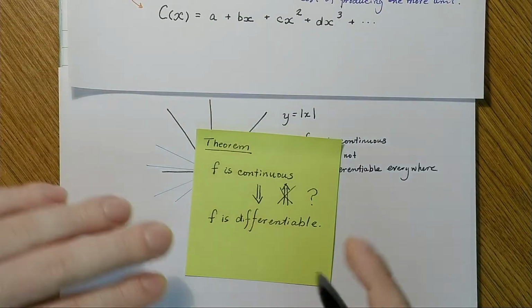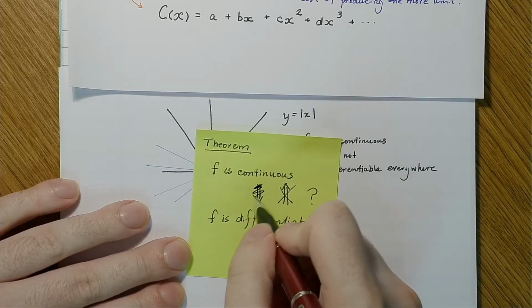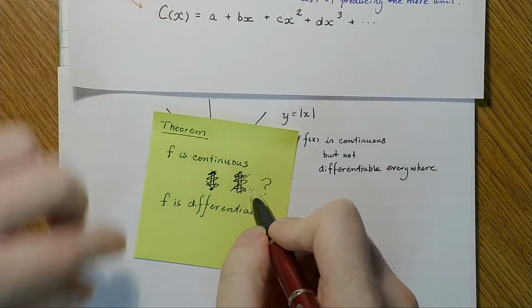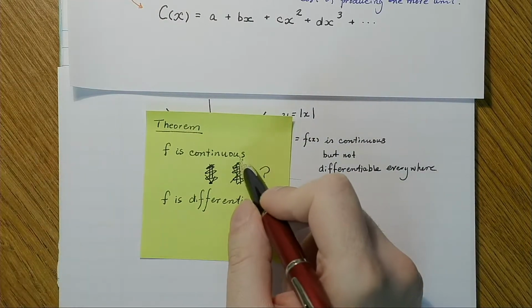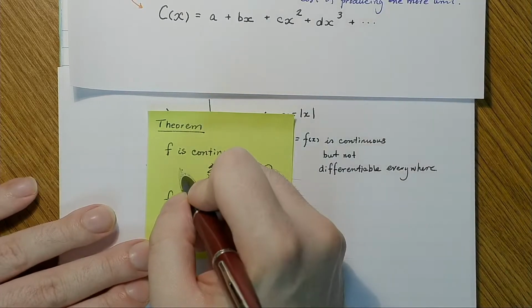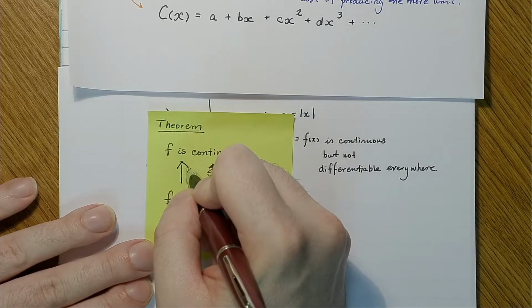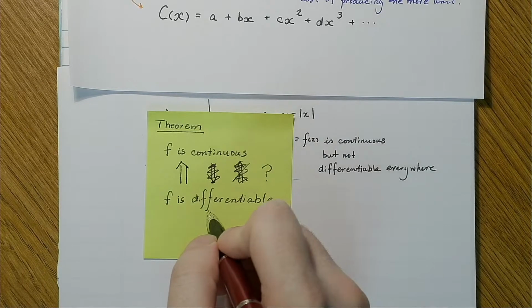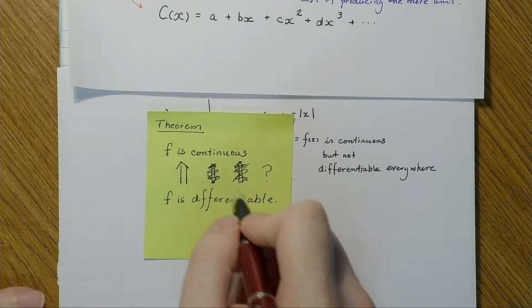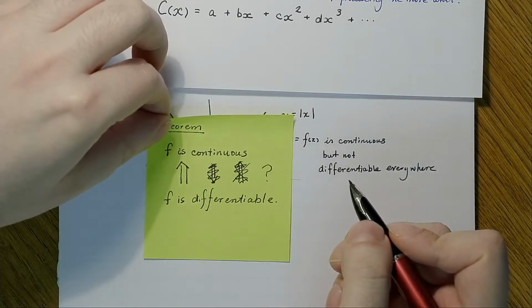So what I've done is shown that it can't go this direction. I can't go from continuous to differentiable. We'll go through a couple examples maybe later where we have a differentiable function and show that it's continuous.